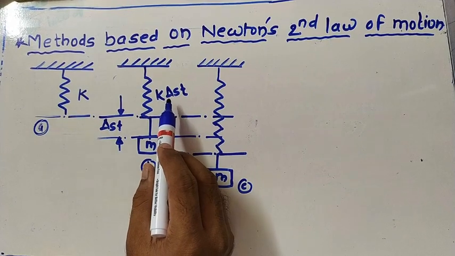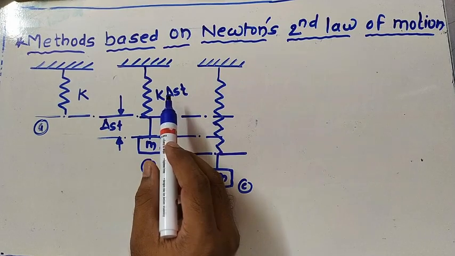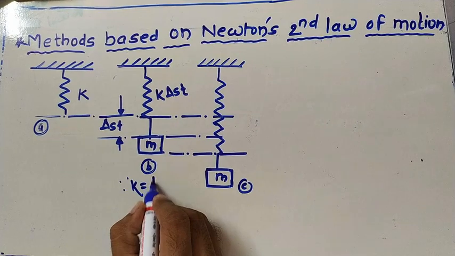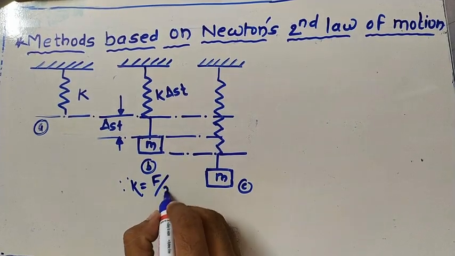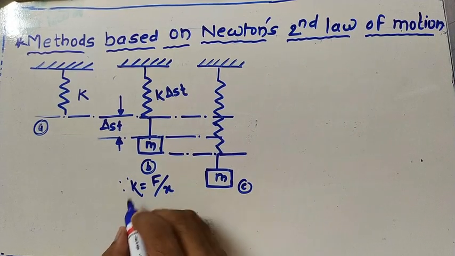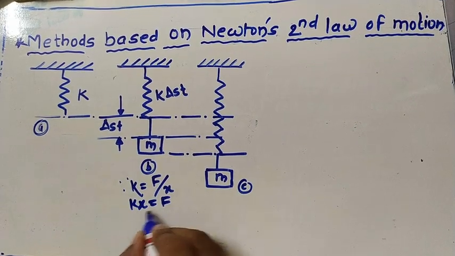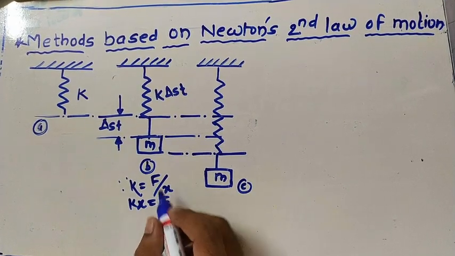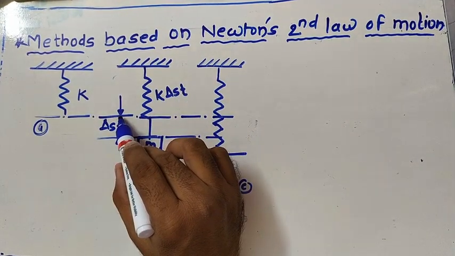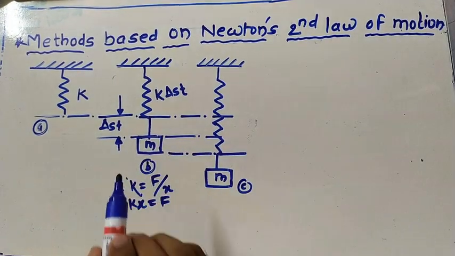So how will this k into delta st come? What is the basic definition for the stiffness? Stiffness is nothing but the force per unit displacement. I'll just write it here. Since we know k is nothing but the force per unit displacement, in the same way, if I take this x here, displacement multiplied by k equals force. This force is nothing but the spring force. That's why k into delta st is written here. Delta st is nothing but the static deflection of the spring because of application of this mass.